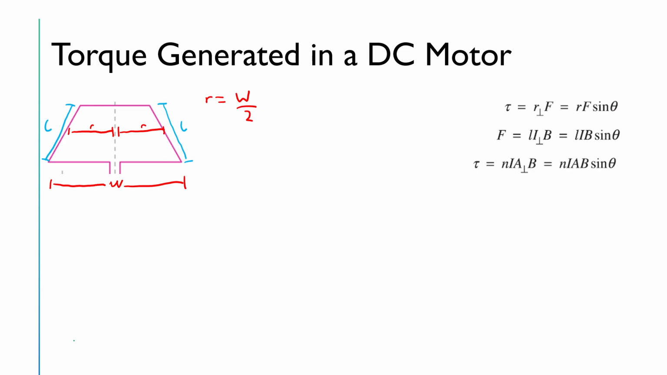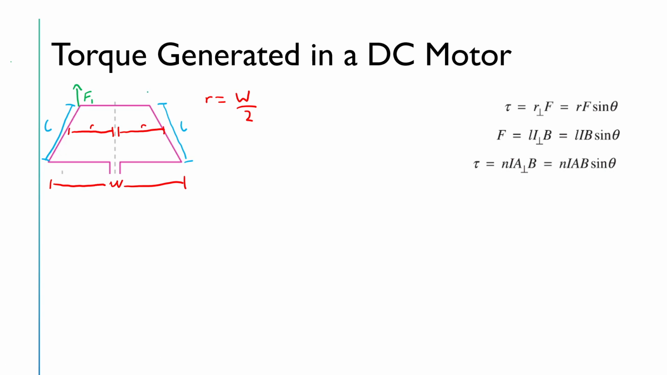One more detail that's really important to take into account is that there are actually two forces being experienced, which are both contributing to the torque around the coil. There is a force which is being experienced by the first wire running perpendicular to the magnetic field.